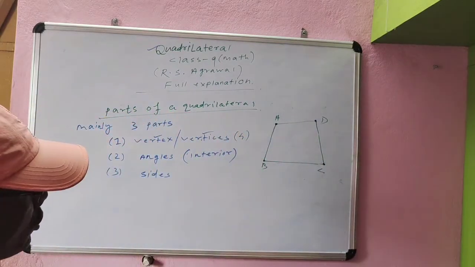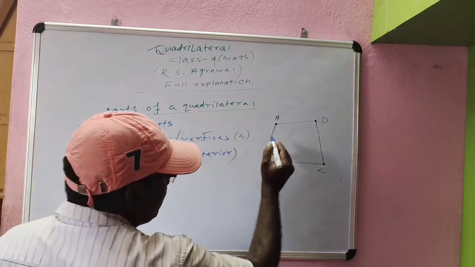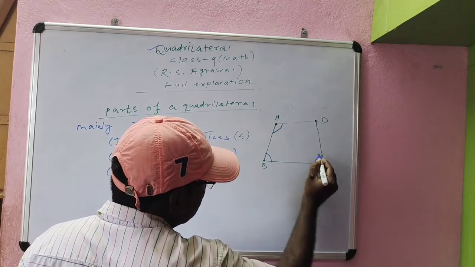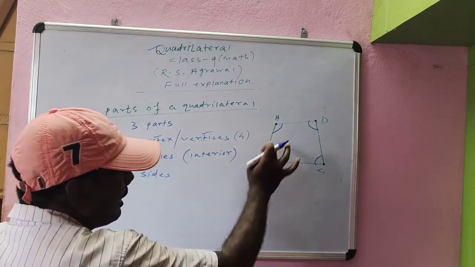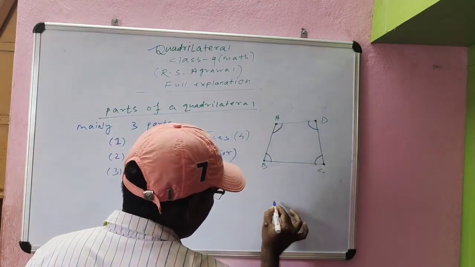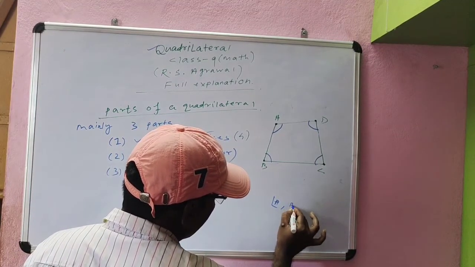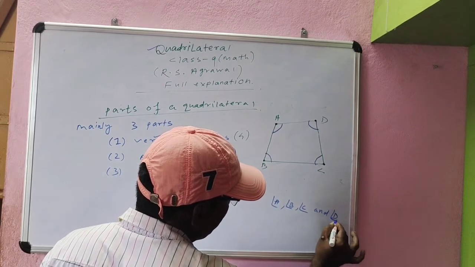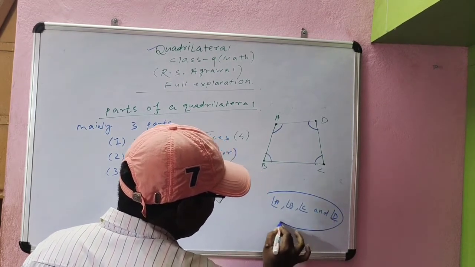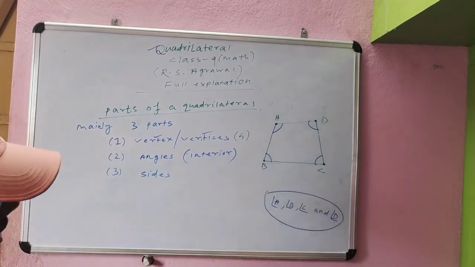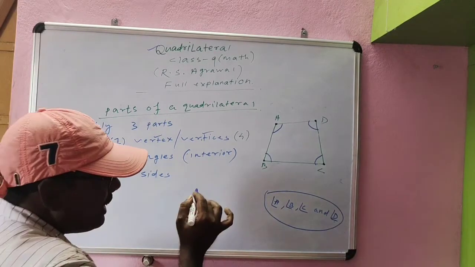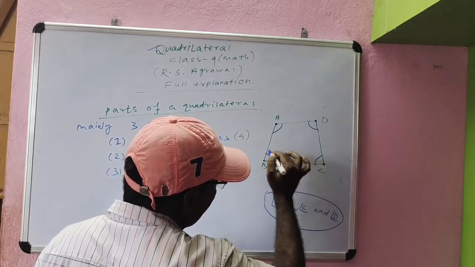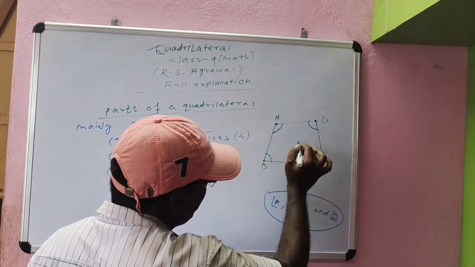Similarly, angles are also 4. Angle A, angle B, angle C, and angle D. These 4 angles lie in the interior of the quadrilateral.